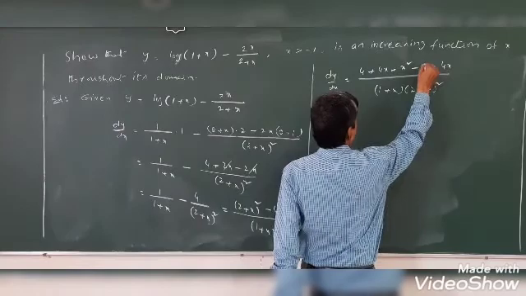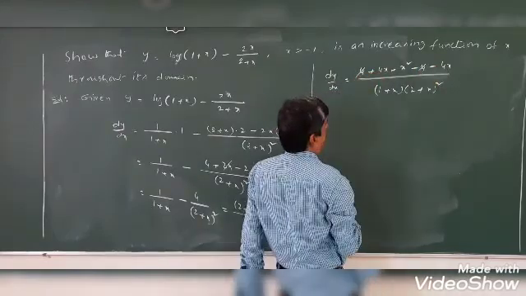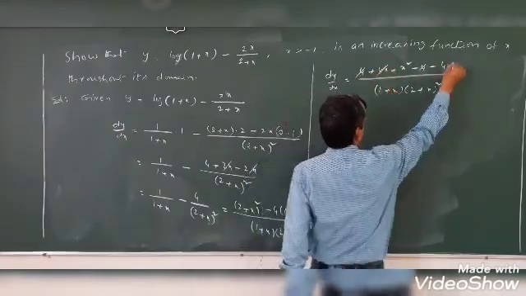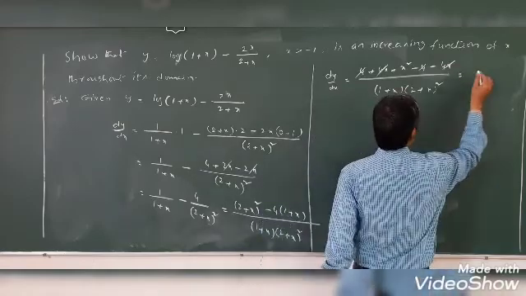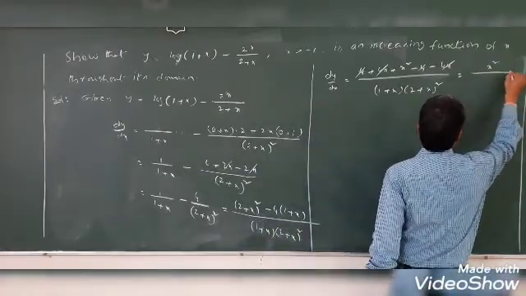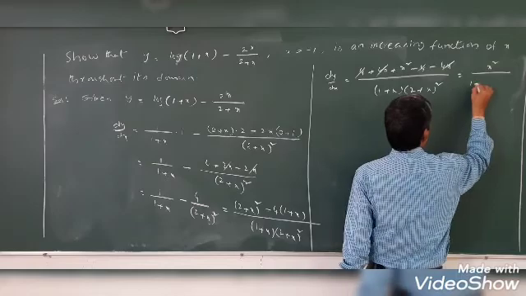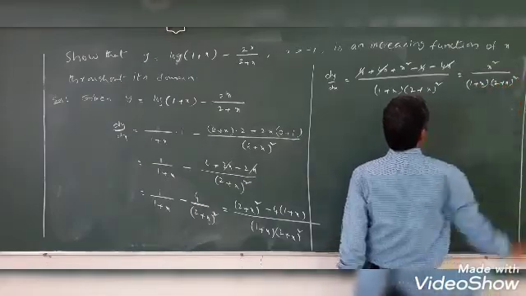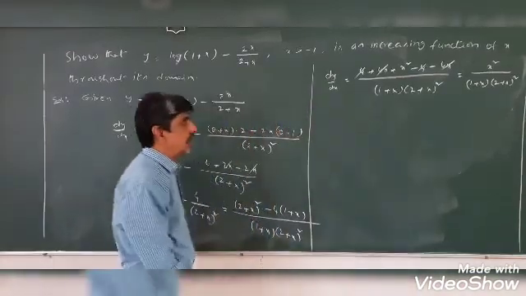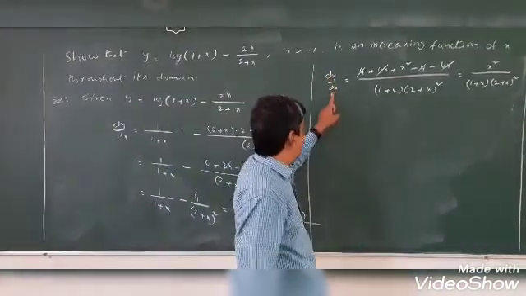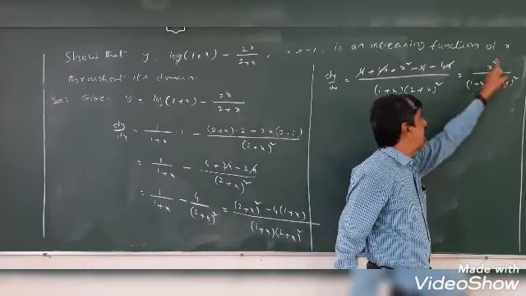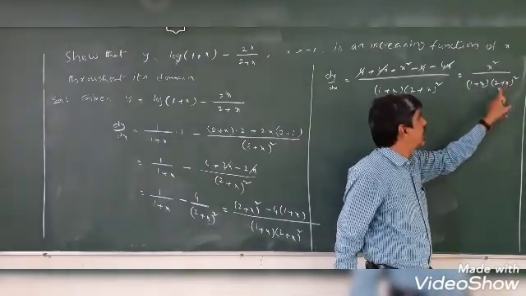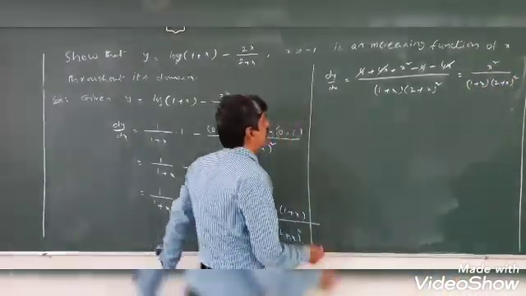So here plus 4 minus 4 gets cancelled, plus 4x minus 4x gets cancelled. This is x squared over (1 plus x) into (2 plus x) whole squared. So dy by dx is x squared by (1 plus x) into (2 plus x) whole squared.